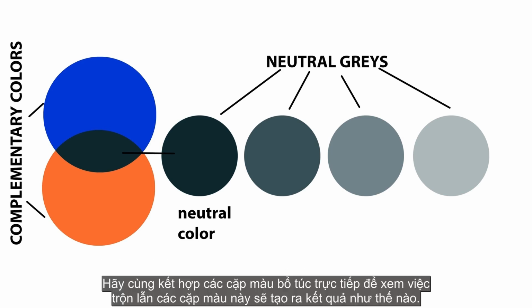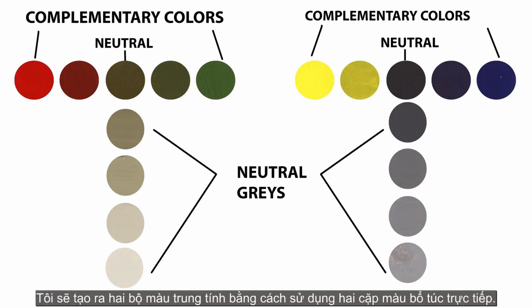Let's mix complementary colors so you can see how that works. I'm going to make two sets of neutral colors using two complementary pairings. The first complementary pairing will be red and green. Second one will be purple and yellow.